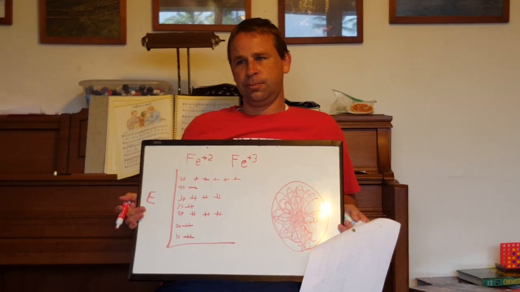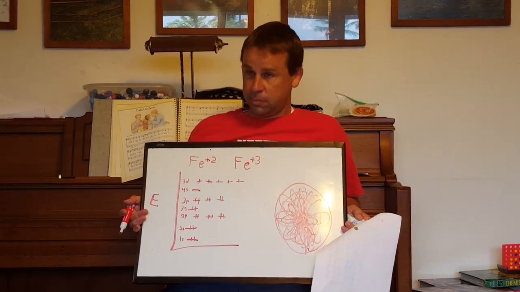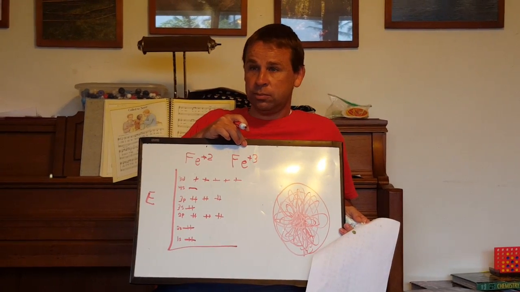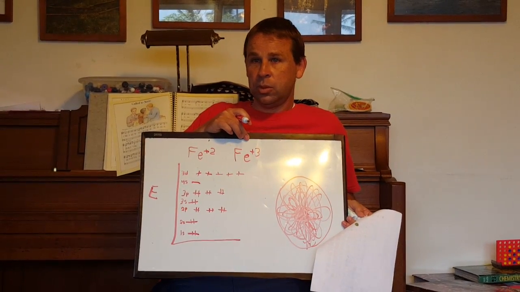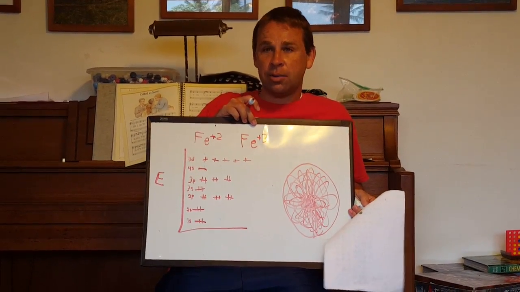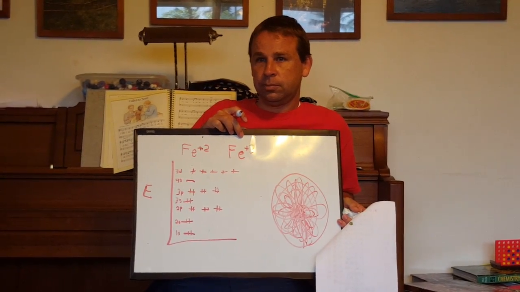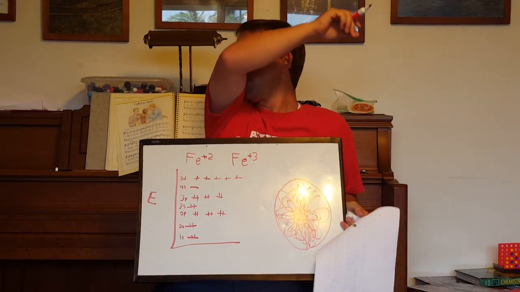So what does Fe3 do? Fe plus 3 likes to combine with oxygen as well. Is it a different kind of rust? It's a slightly different kind of rust, that's right. Slightly different kind of compound.